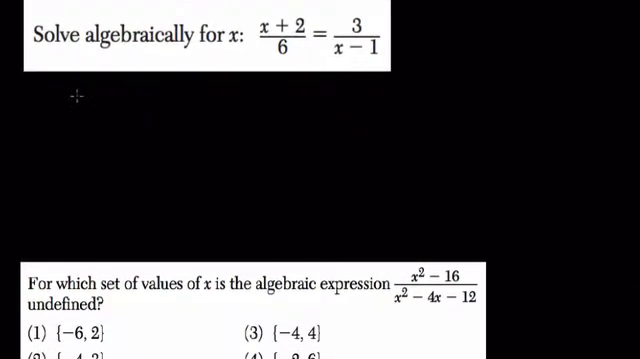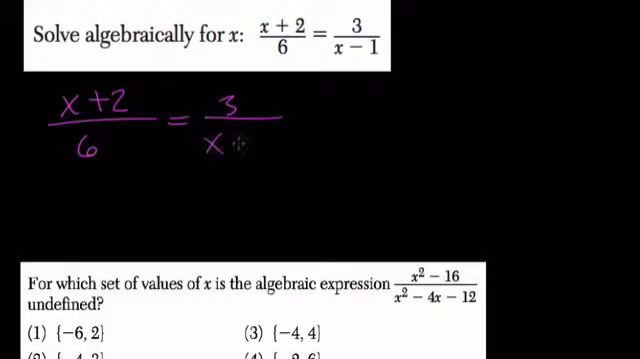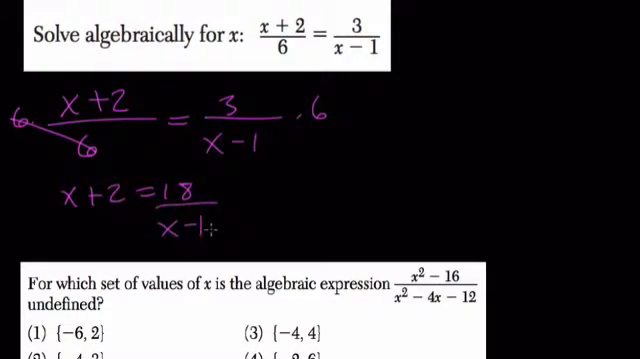Okay, here they want to solve for x. We have x plus 2 over 6 equals 3 over x minus 1. We'll multiply both sides by 6 to start off. These cancel out. x plus 2 equals 18 over x minus 1. Next, I want to get my x minus 1 out of the denominator. Multiply both sides by x minus 1. On the right-hand side, these cancel out.